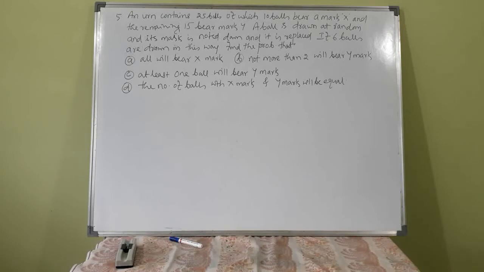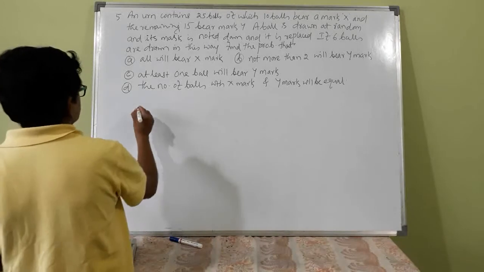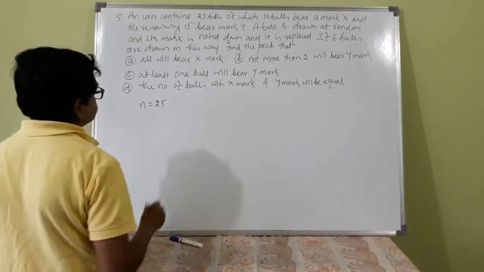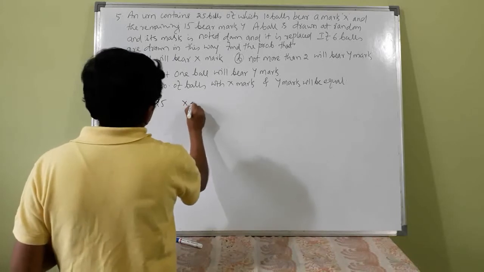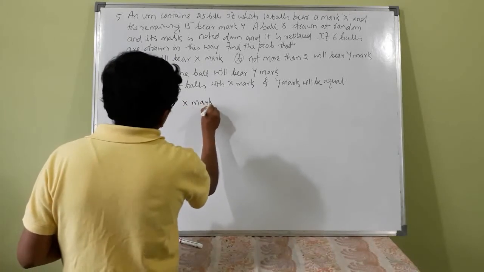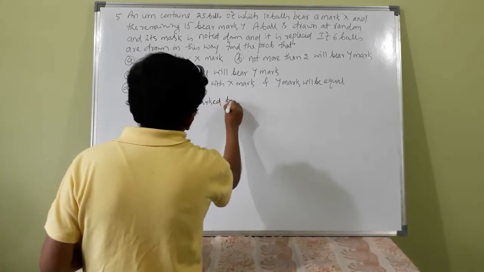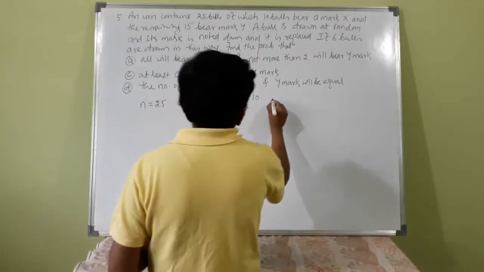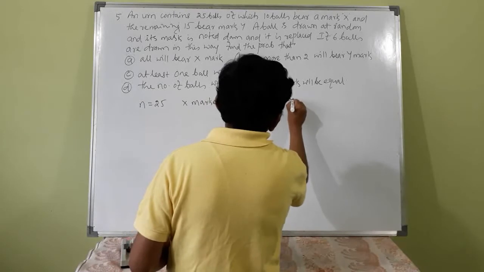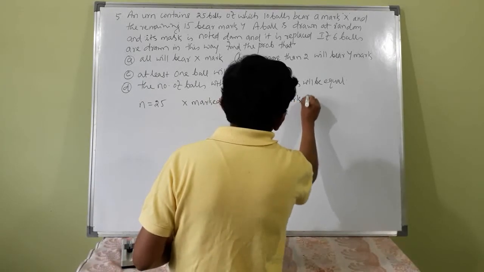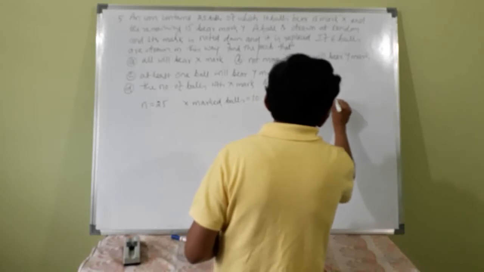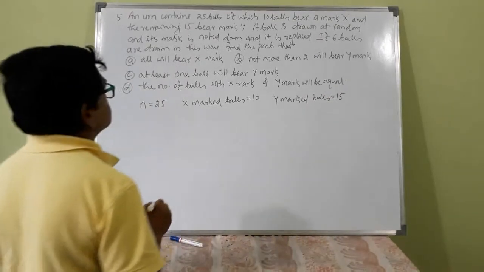So let us define here. Totally there are 25 balls, X marked balls is 10, Y marked balls is 15.